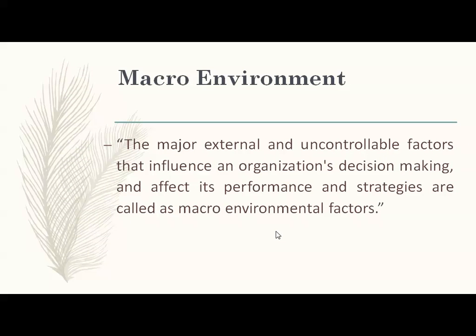In detail we have seen this in my last lecture. Now today we will start with the macroenvironment. The major external and uncontrollable factors that influence an organization's decision making and affect its performance and strategies are called macroenvironmental factors. There are a number of common approaches by which the external factors, which are mentioned in the definition by Krohn and which describe the environment, can be identified and examined. These factors directly or indirectly affect the organizations, but we cannot control these factors.